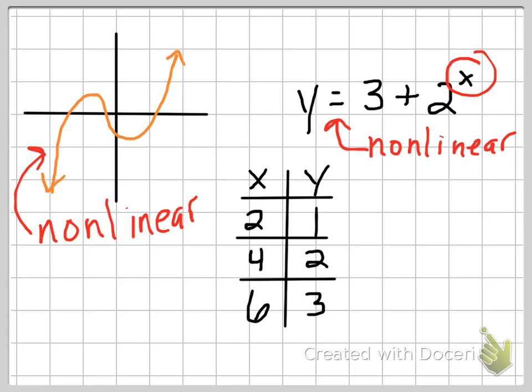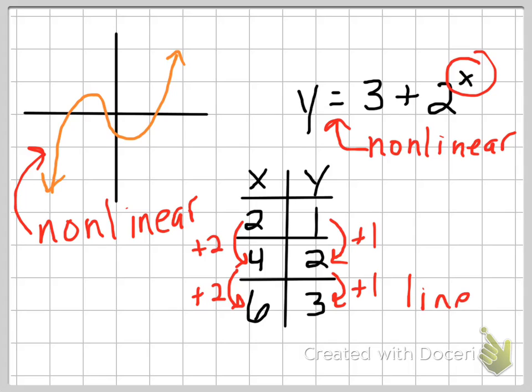And then for the table, again, I look at the rate of change. This is plus 1. This is plus 2. That's plus 1. That's plus 2. Again, so I see it went up 1 over 2, up 1 over 2. That's the constant rate of change. So this one is linear.